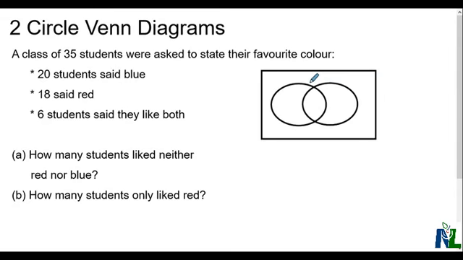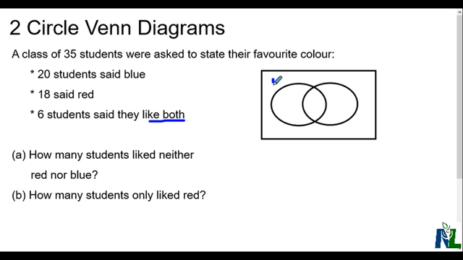Here we're going to look at how Venn diagrams are useful for organizing information and how they can help us to answer questions. So here we have a class of 35 students who are asked their favorite color. Now when we set up a Venn diagram, we need to determine if there's any overlap. But if we read the question here, we see that 6 students like both red and blue. So the way we have the circles drawn here is correct.